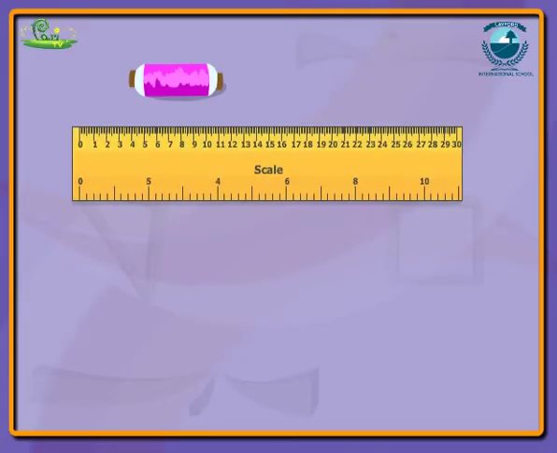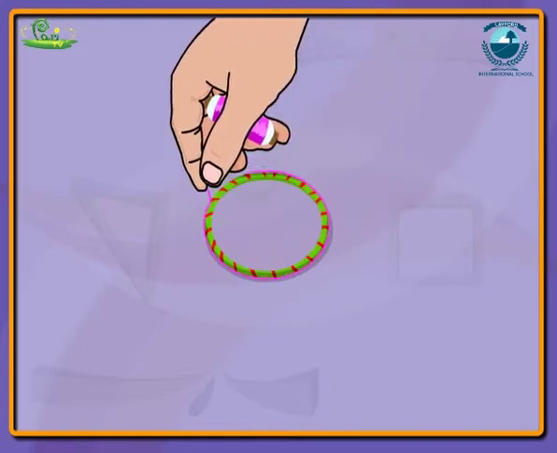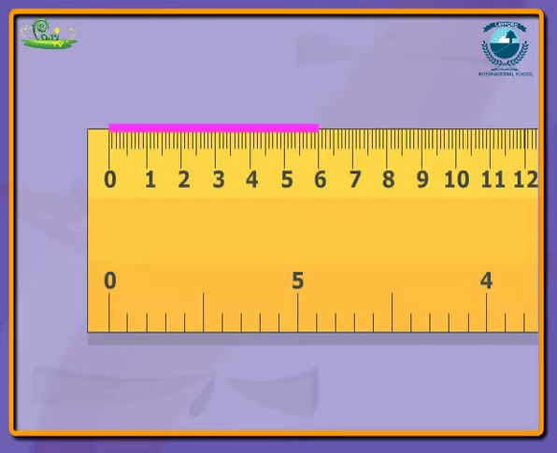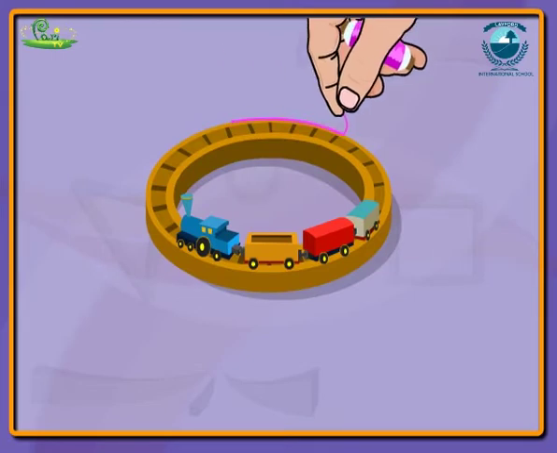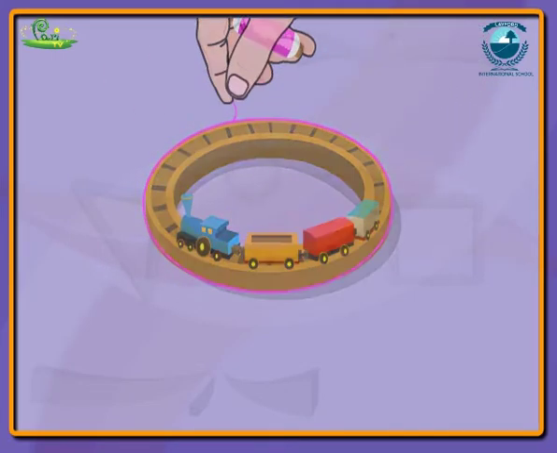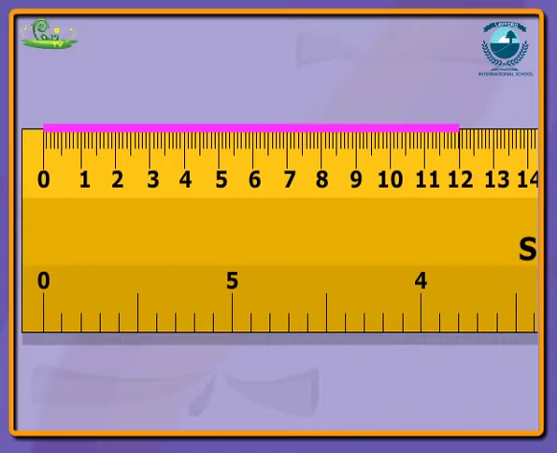Now we will learn to measure the perimeter. Here is thread and ruler. We will measure the perimeter of the bangle first. Take the length of the bangle with the help of the thread and measure the length of this thread with the help of the ruler, and the length comes out to be 6 centimeters. So the perimeter of the bangle is 6 centimeters. Similarly, we can measure the perimeter of the rail. The length of the track comes out to be 12 centimeters. So the perimeter of the rail is 12 centimeters.